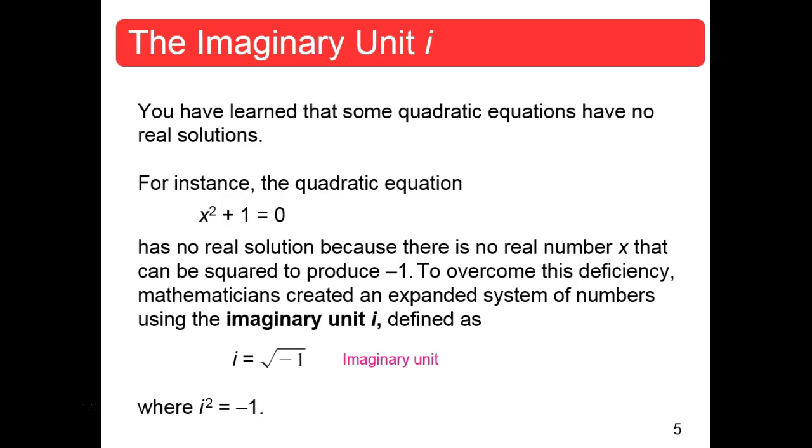Okay. For instance, this quadratic equation here, x squared plus 1 is equal to 0. What value of x will make that true? There is no real number x that will make that true. Absolutely none.